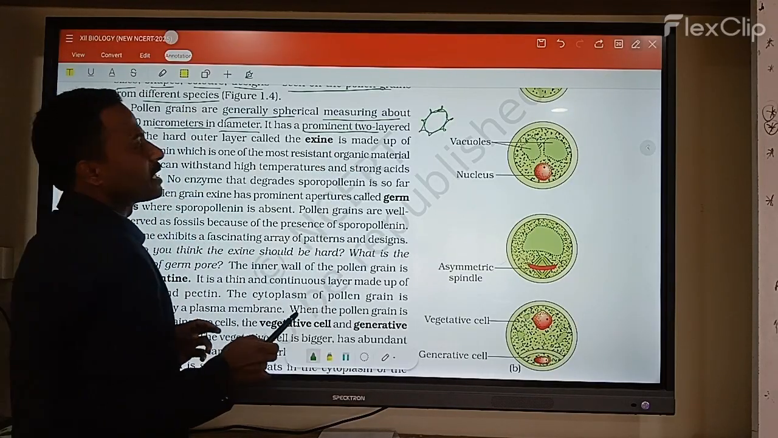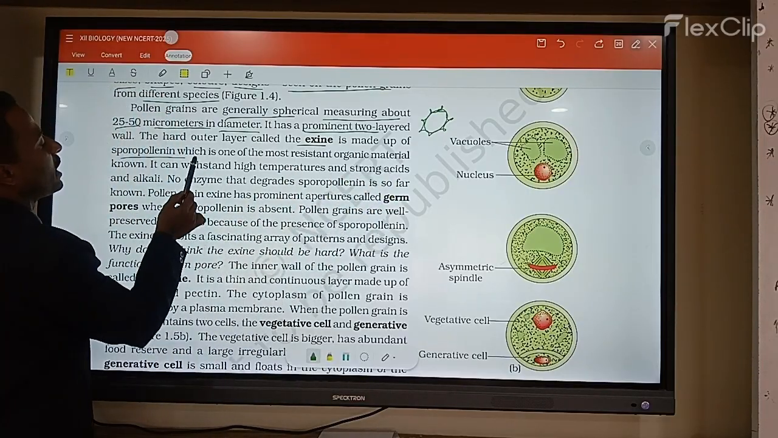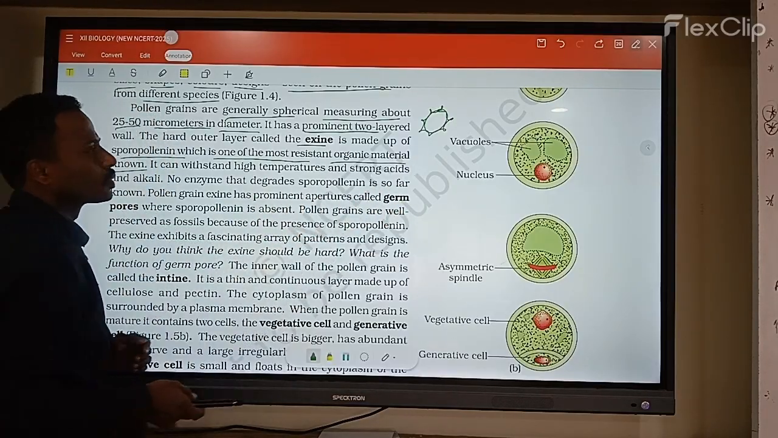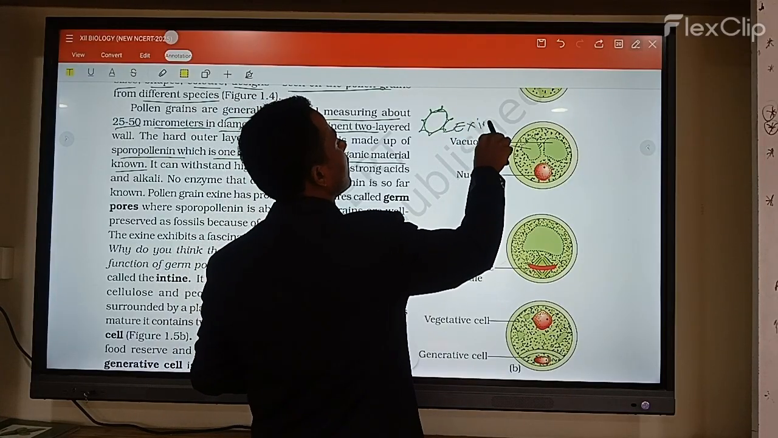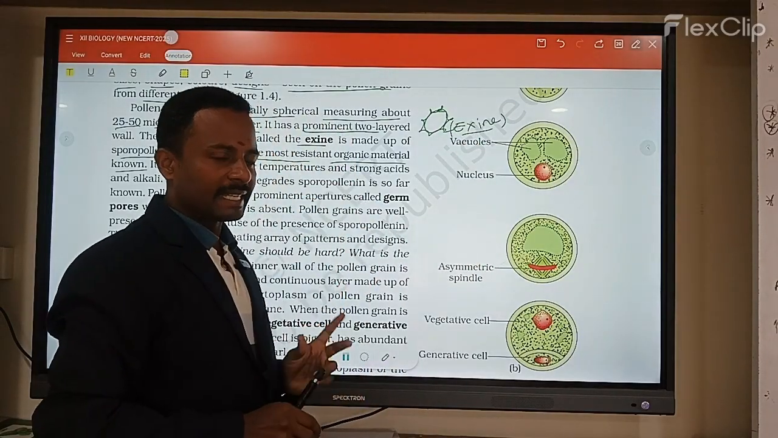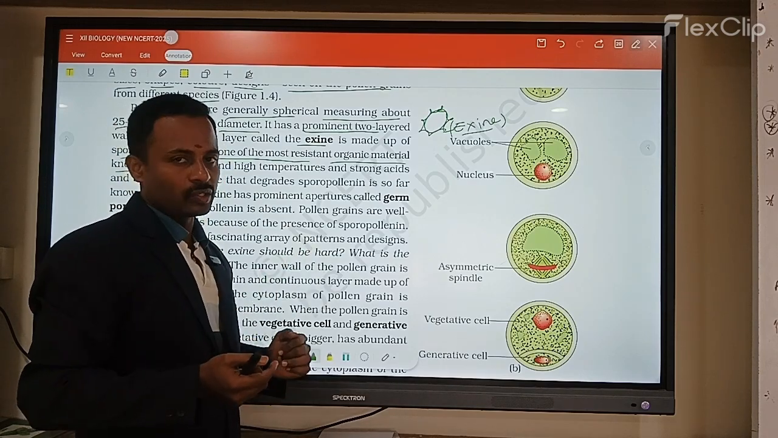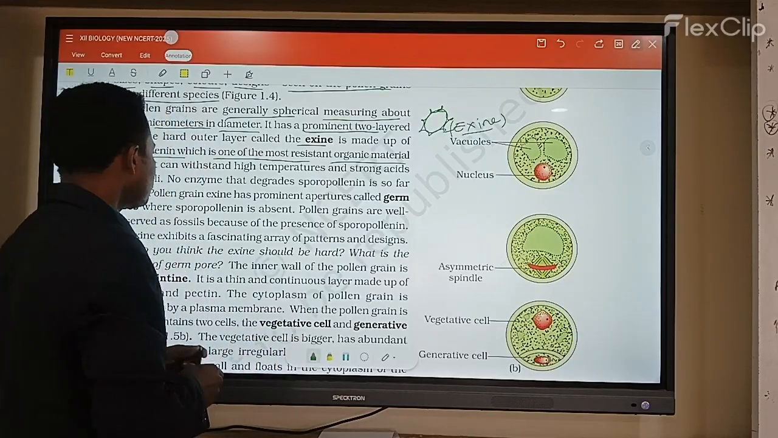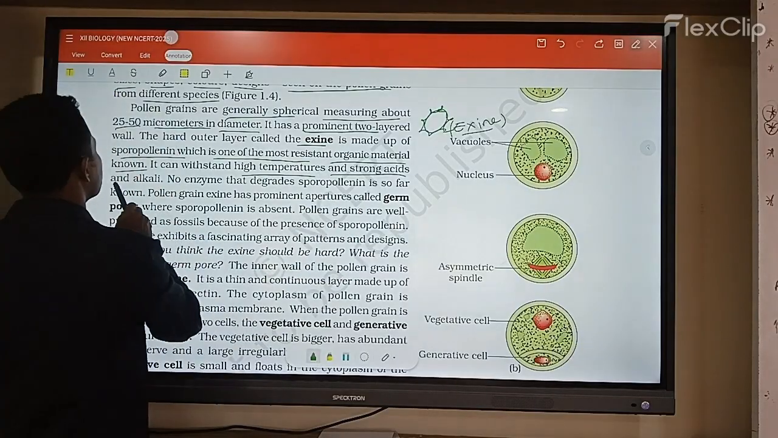It contains two layers. The outer layer is called the exine, and it is made up of sporopollenin, which is one of the most resistant organic materials known. When sporopollenin is present, the pollen grain can easily survive extreme conditions, including high temperature regions. It can withstand high temperatures and strong acids and alkalis.